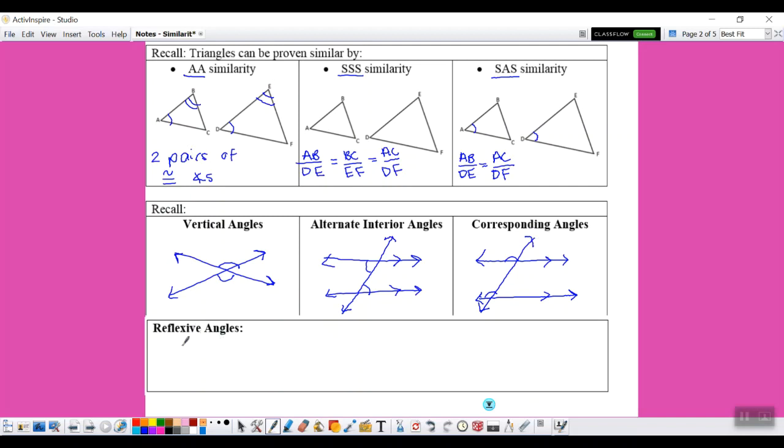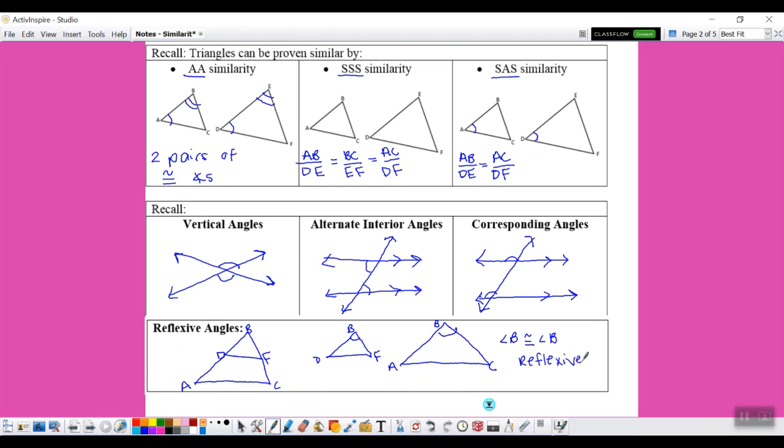Reflexive angles, you heard reflexive when we did congruent triangles when they shared a side. Reflexive angles would be like if we had 2 triangles laying on top of each other, like this. Let's say the big triangle is A, B, C, and the little triangle is D, B, F. Because they both share angle B, like if I drew them separately, D, B, F, and A, B, C, since they both share angle B, it has to be congruent to angle B, and that's reflexive. So just like in congruent triangles, if they shared a side, it was the reflexive property. If they share an angle, it can also be the reflexive property.